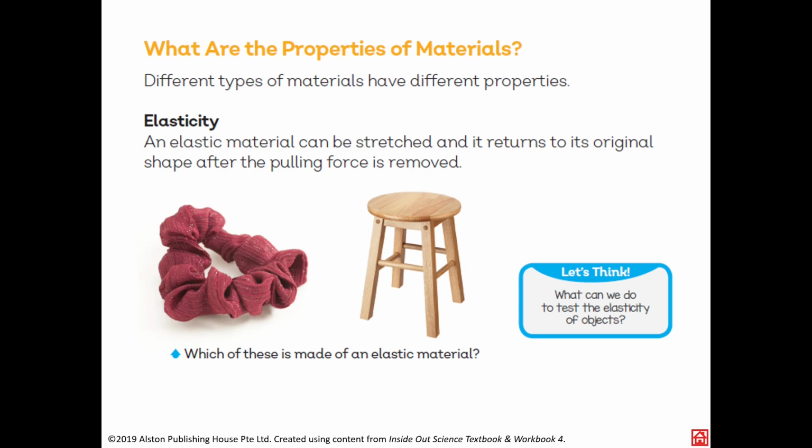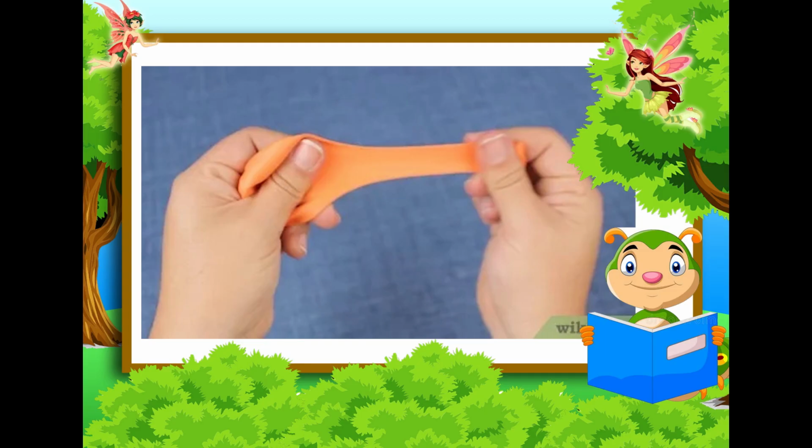Another example of a thing made of rubber is a balloon. A balloon is stretchable. If you blow a balloon, it becomes bigger and bigger and bigger. It is elastic.